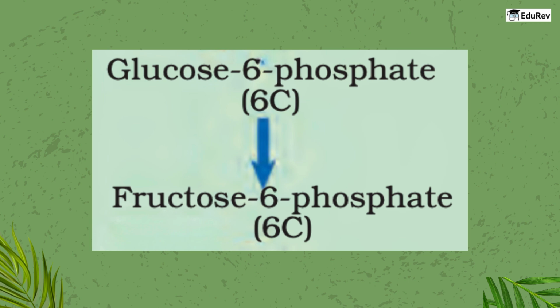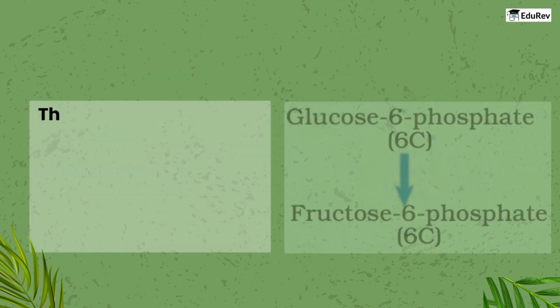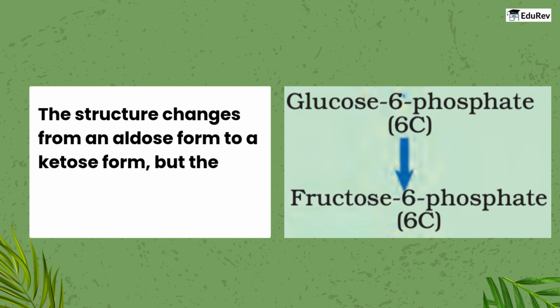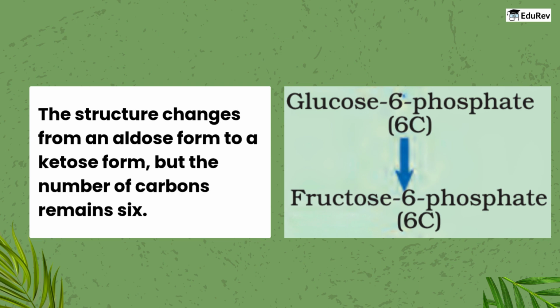Next, glucose 6-phosphate is converted into fructose 6-phosphate, catalyzed by the enzyme phosphoglucose isomerase. The structure changes from an aldose form to a ketose form, but the number of carbons remains 6.